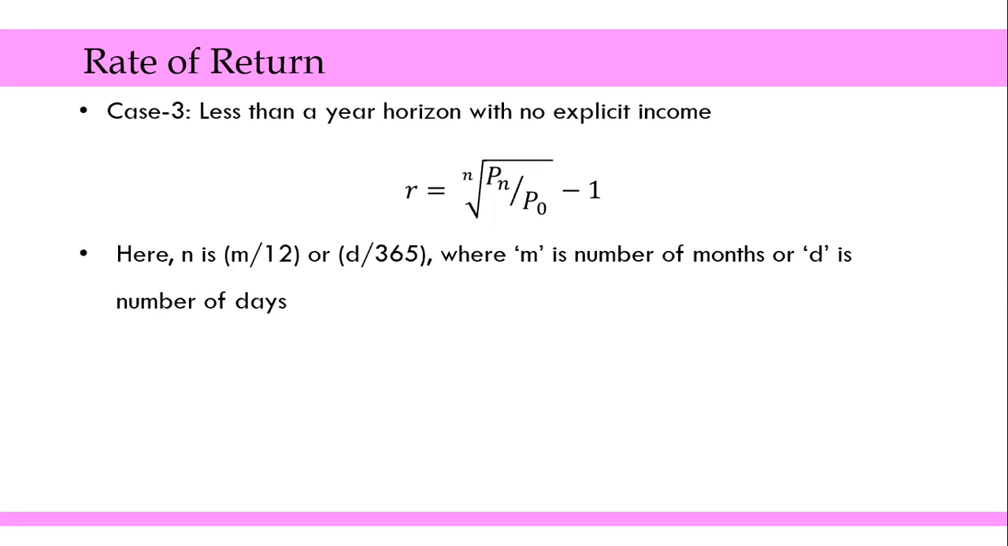So what we should do here is, if the holding period is in months, we must use n as the number of months for which I am holding divided by 12. For example, if I am holding for 6 months, n becomes 6 by 12, which is 0.5. But if the number of holding is expressed in days, that means I am holding it for 90 days, then n becomes 90 divided by 365. Otherwise, the formula remains same.